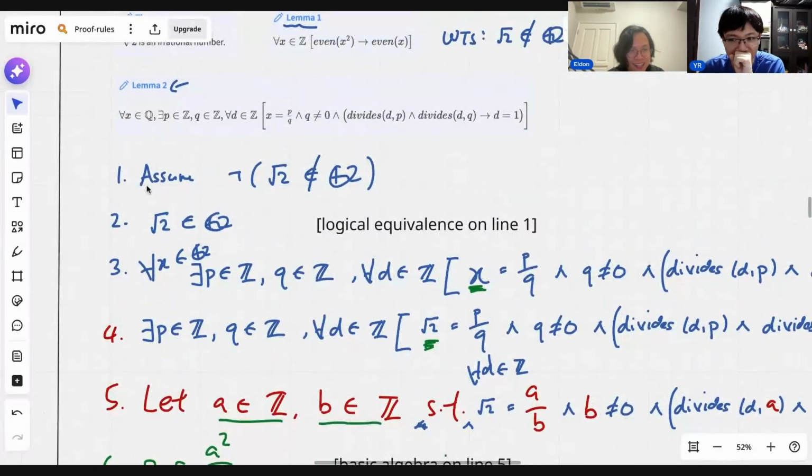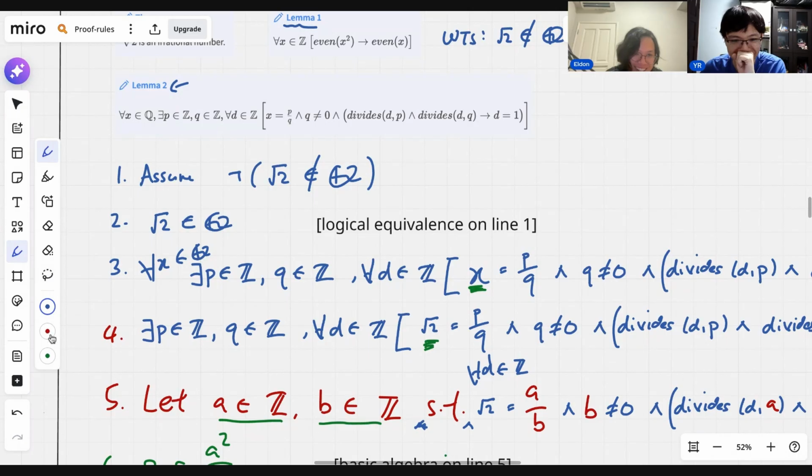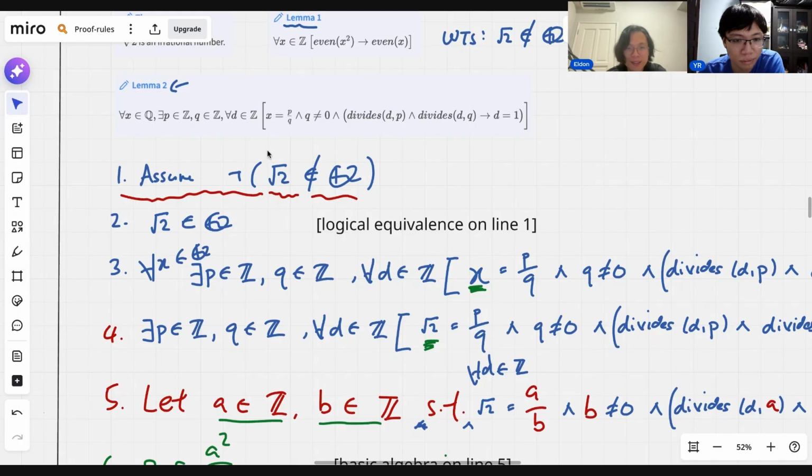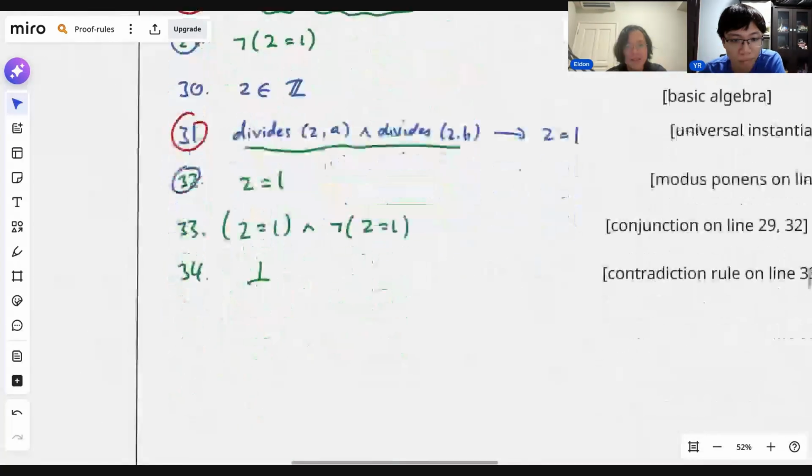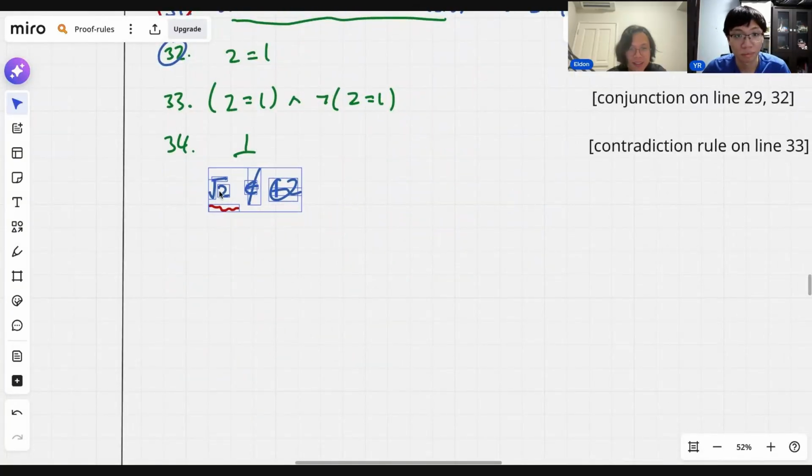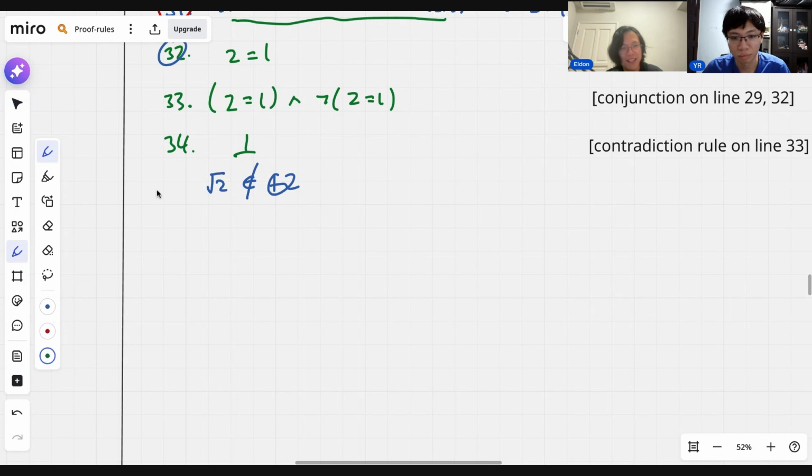Aha! Very first line. We assumed that it is not the case that square root of 2 is not a rational number. Right? So what we now do is copy paste this thing without the negation symbol. Paste it here, and write 35. Ta-da! Proof over. Proof done.